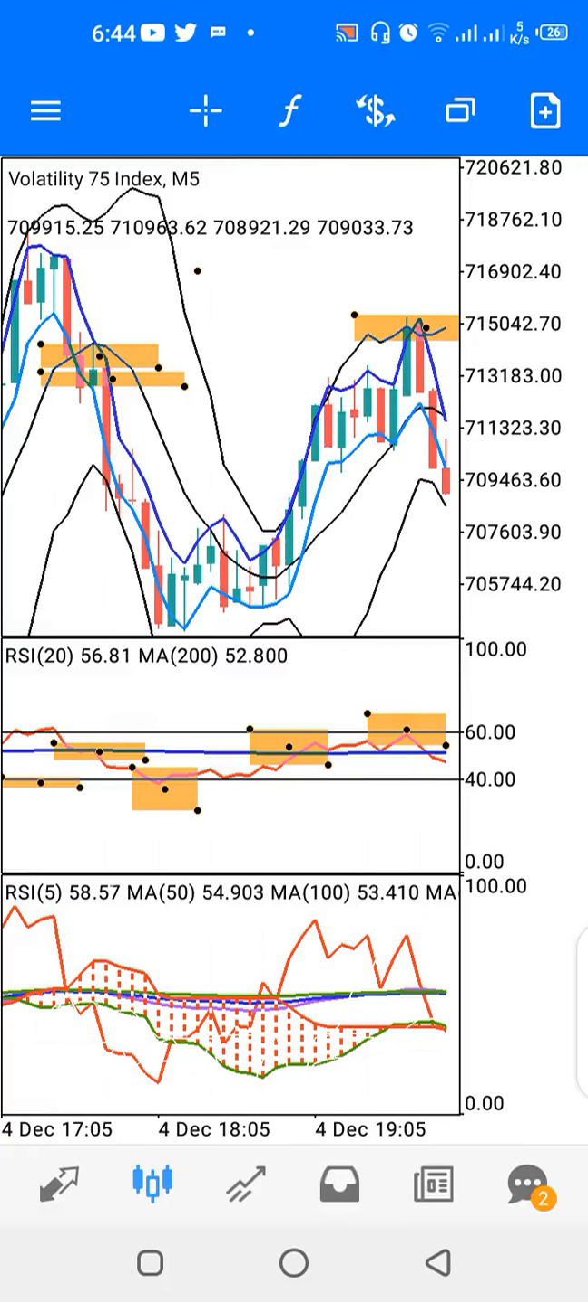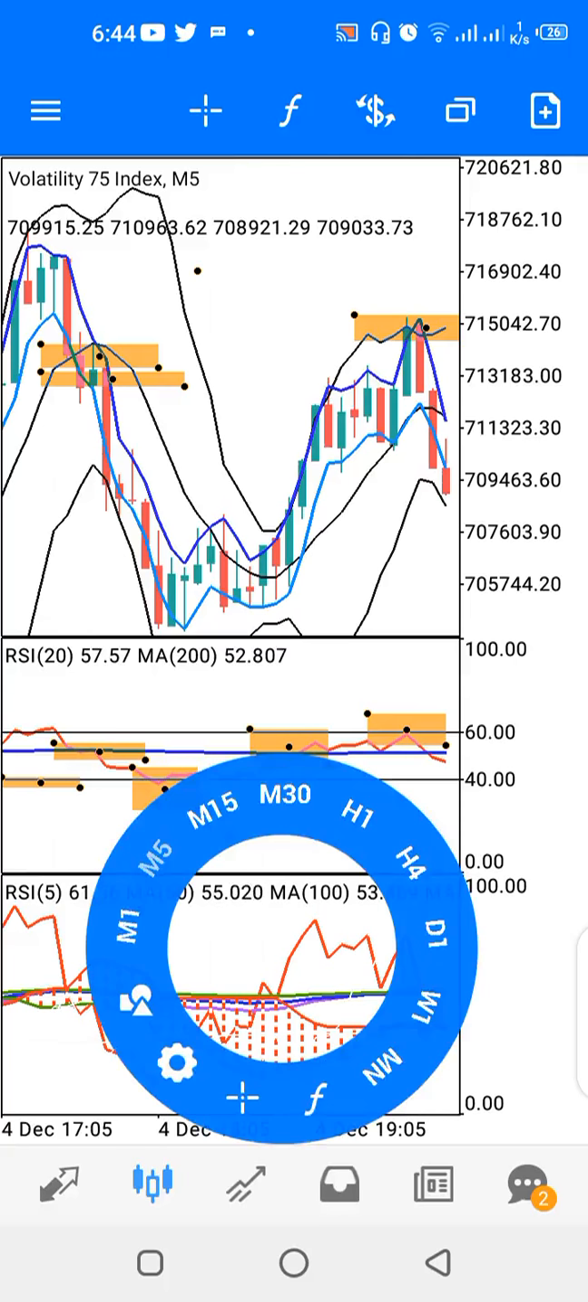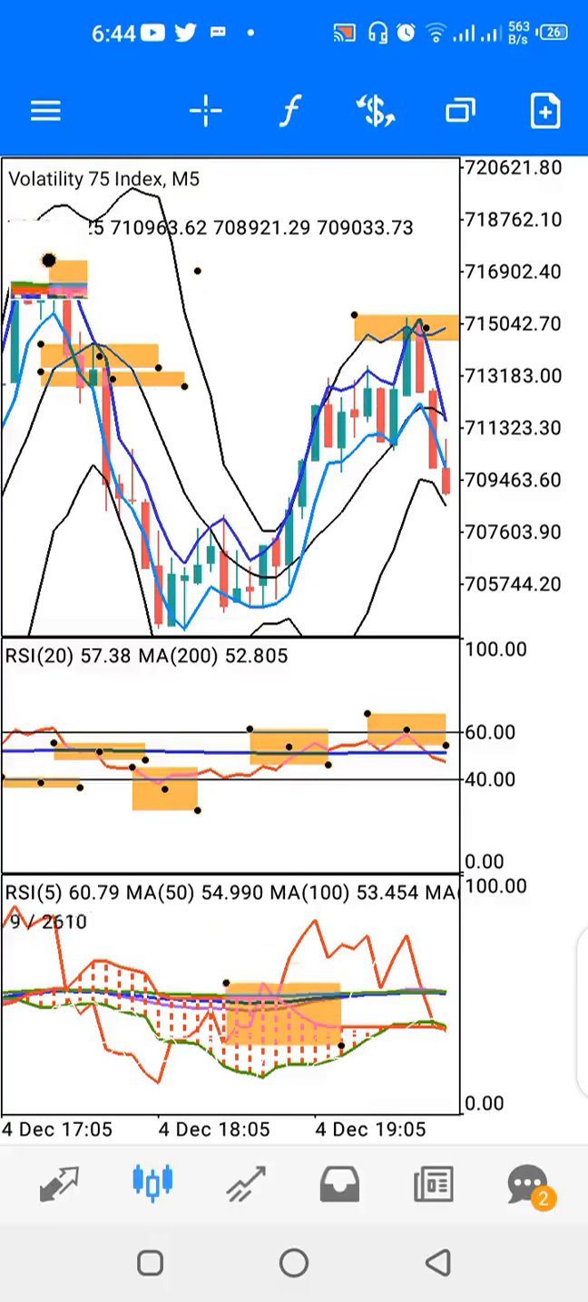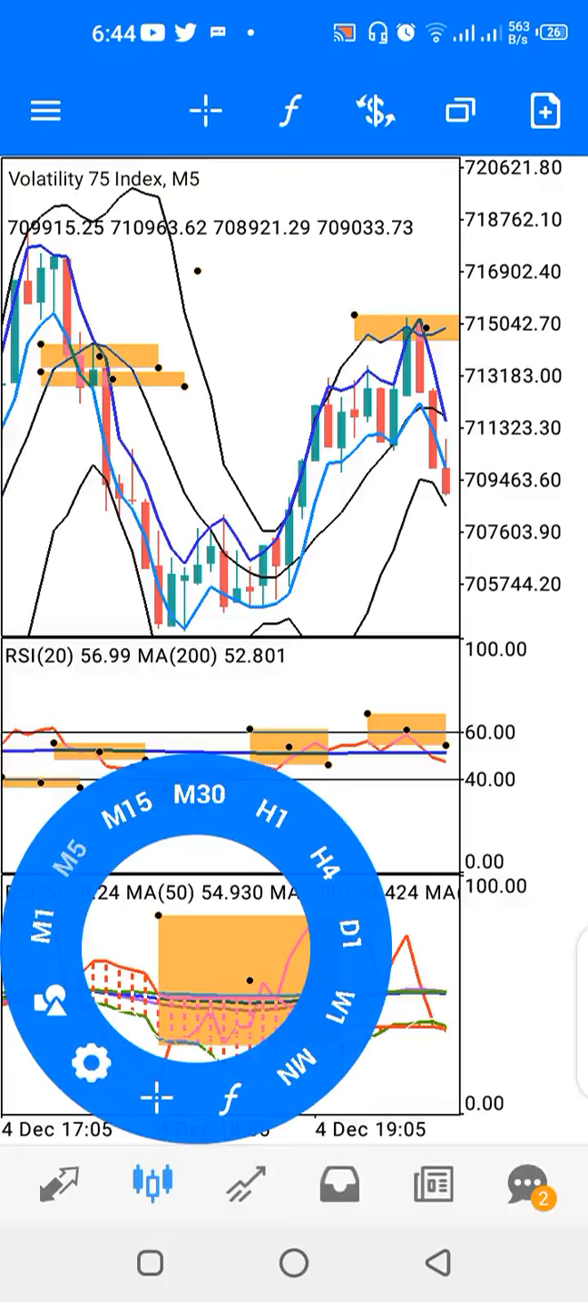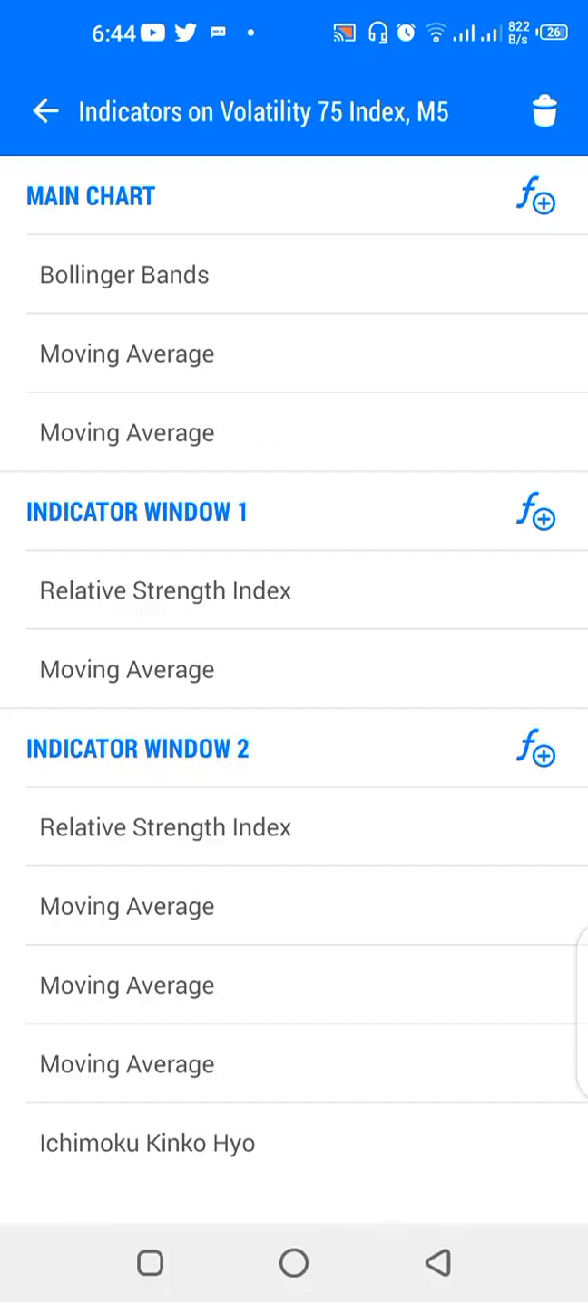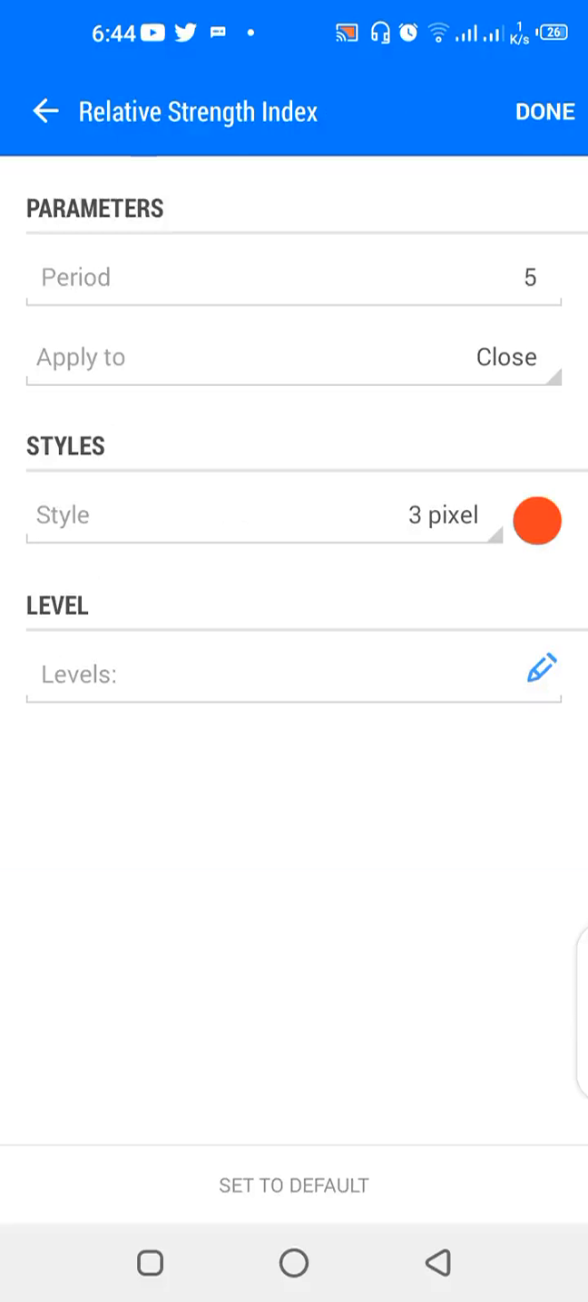We do want to measure your support, your resistance, and your breakout, for you to have a bullish trend breakout or bearish trend breakout. Now let's look at indicator window 2. This is our indicator window 2. Let's look at the parameters. For the parameters for indicator window 2, we have the relative strength index. The period is 5, apply to close, color is red.